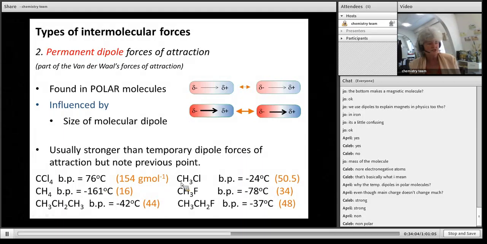Here's CH3Cl. This is a polar molecule, not very strongly polar, it's only weakly polar, but it's a gas at room temperature. So this one has both the temporary and the permanent dipole forces of attraction. This one has only got the temporary, but why is this one 76 degrees and this one minus 24? The clue is in the orange.